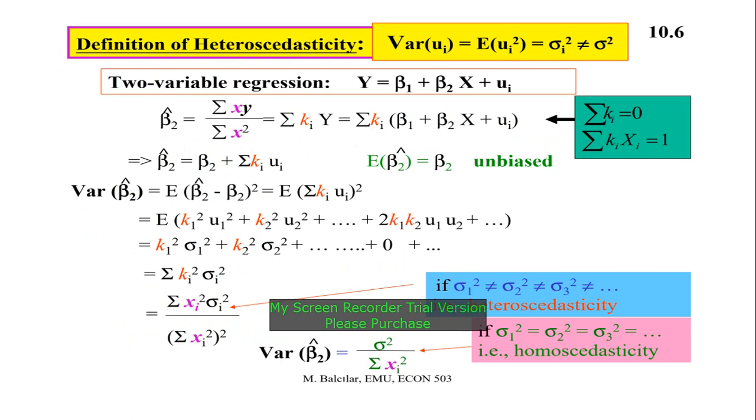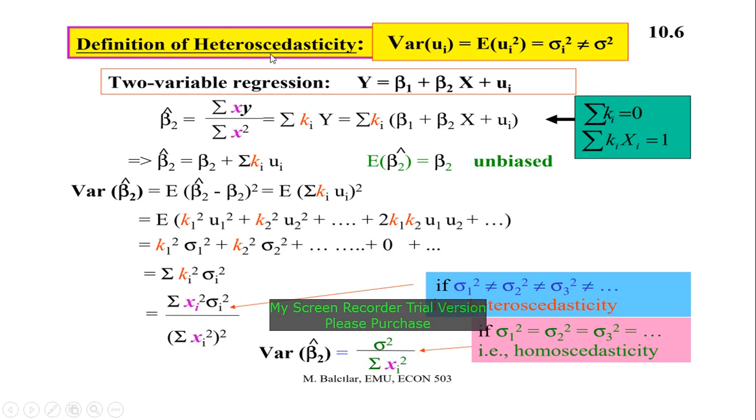So let's try and look at the statistical or mathematical definition of heteroscedasticity. As we have seen earlier, the variance of ui is supposed to be equal to the expectation of ui squared, which is equal to sigma i squared, which is not supposed to be equal to sigma squared. So we all know that heteroscedasticity can be defined as this. When this scenario holds, then we can see that heteroscedasticity exists.